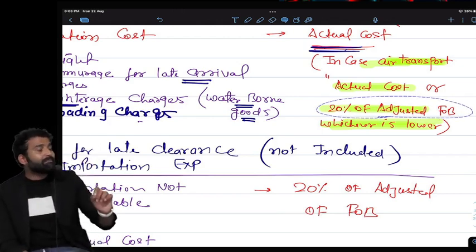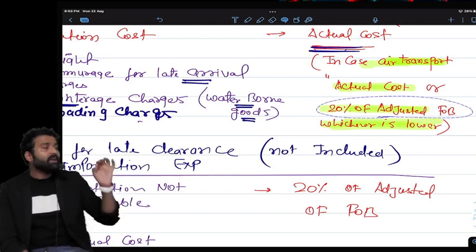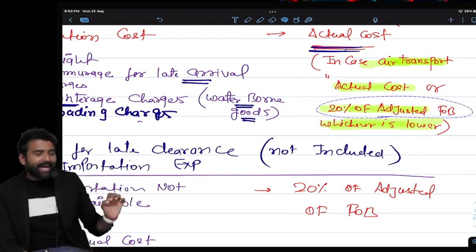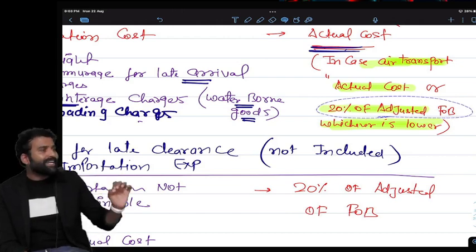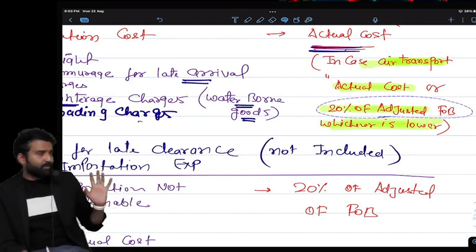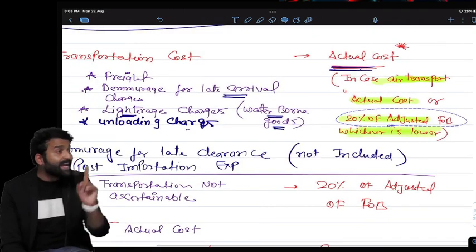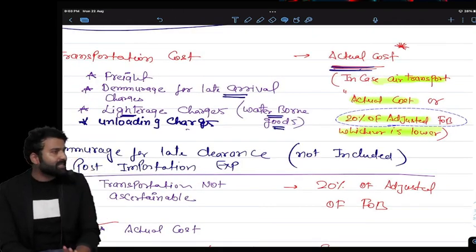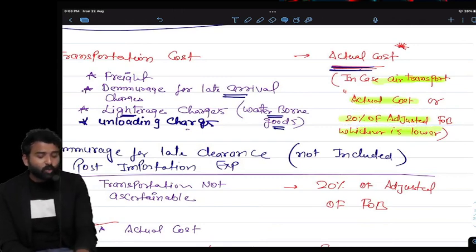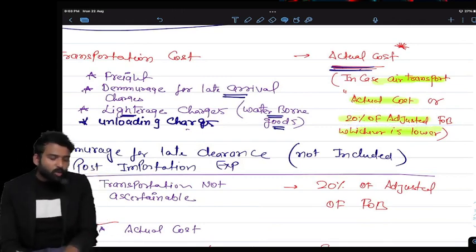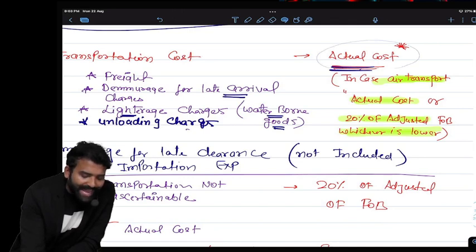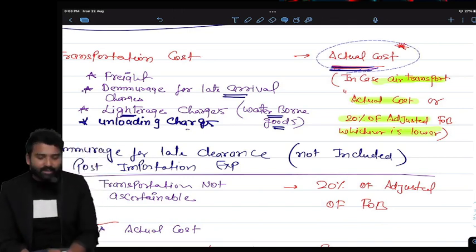It means there is a maximum limit of transportation in case of air. My air freight under the Customs Act should not exceed 20% of the adjusted FOB. So what is the maximum limit of transportation cost? In case of air transport, 20% of the adjusted FOB, but this is only for air transport. So what I have to do is go for the actual cost: what actual freight, what demurrage charges, what lighterage charges I have paid.